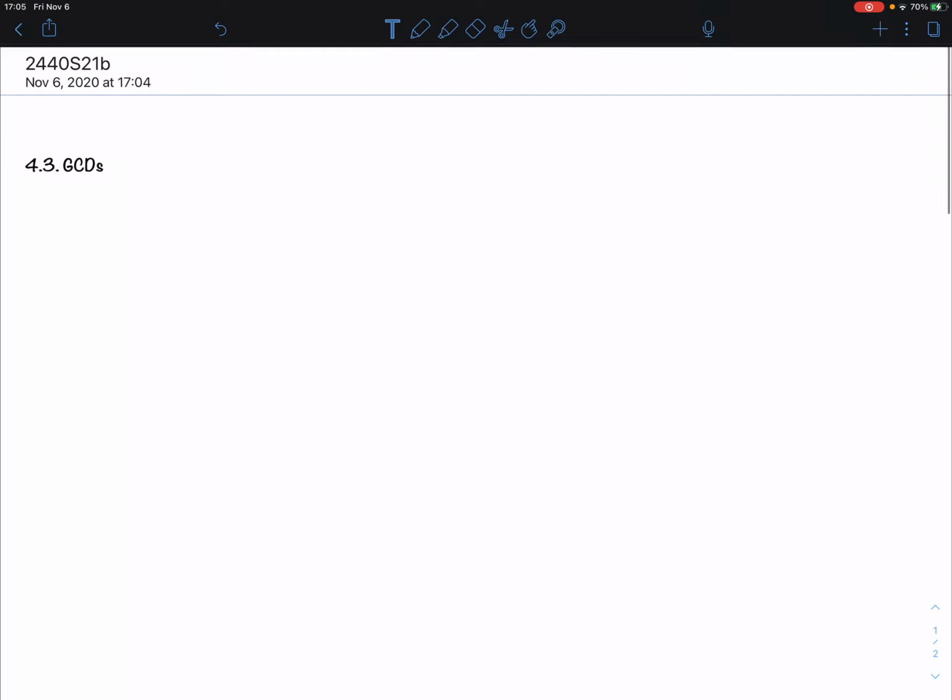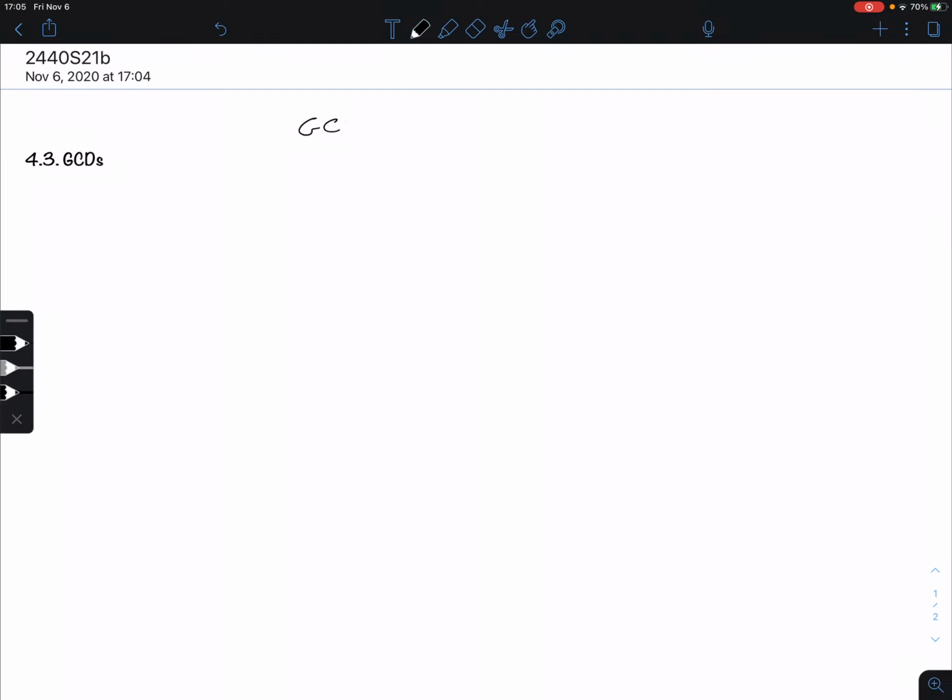The GCD. So the GCD of two numbers, A and B, we call that its greatest common divisor. And so the word says it itself: it is the biggest divisor that they both have in common. Biggest divisor, remember that means factor.